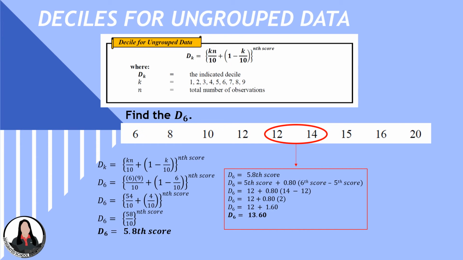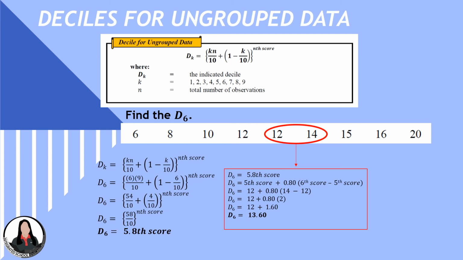Okay? So, in other words, this is the formula we will use. Using the 5th score, okay? The 5th score is 12 plus the 80%. Where did the 80% come from? From the decimal of our D sub 6. It is 0.8, so we will multiply the 0.8, or 80%, by the difference of the 6th score and the 5th score. The 6th score is 14, the 5th score is 12. Okay? So 14 minus 12, that is 2, multiplied by 0.80, so that is 1.60, plus our 5th score, which is 12. So, our value for D sub 6 is 13.6.